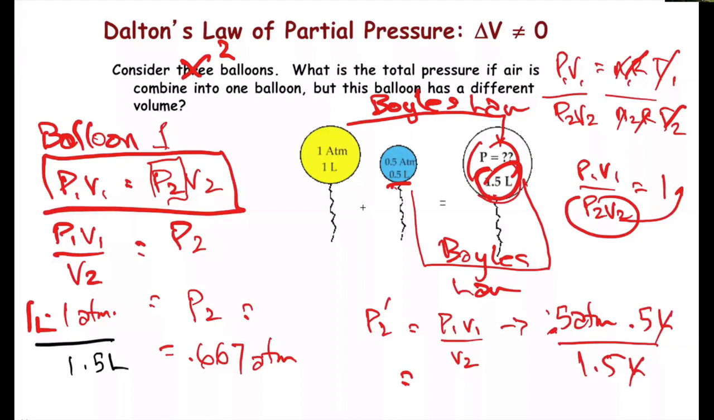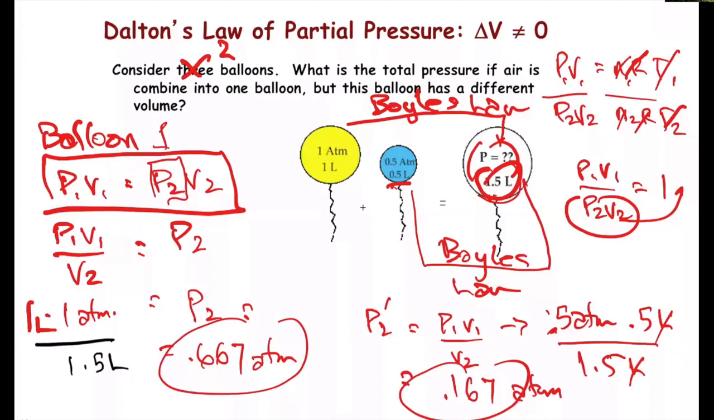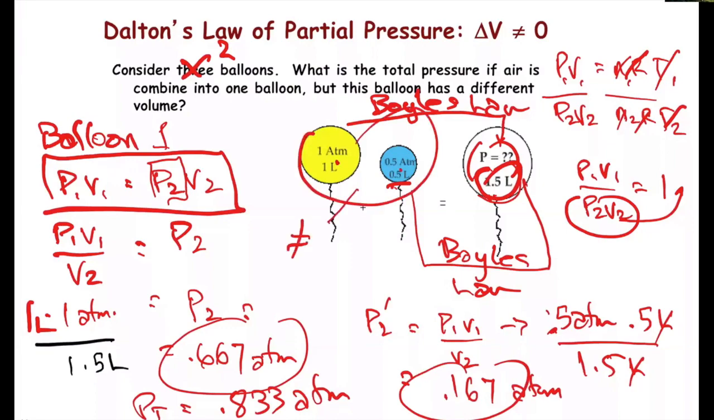So this right here for the second balloon is equal to 0.5 times 1.5 divided, and this is 0.167 atmosphere. So we add 0.167 to 0.667, what we get is a new pressure. New total pressure is equal to 0.833 atmosphere. So again, let me emphasize that when you take 1 atmosphere and 0.5 atmosphere, it is not equal to 1.5 atmosphere. And the reason why it's not equal to 1.5 atmosphere is because the volume has changed. You have to figure out what pressure this gas will be at that new volume.